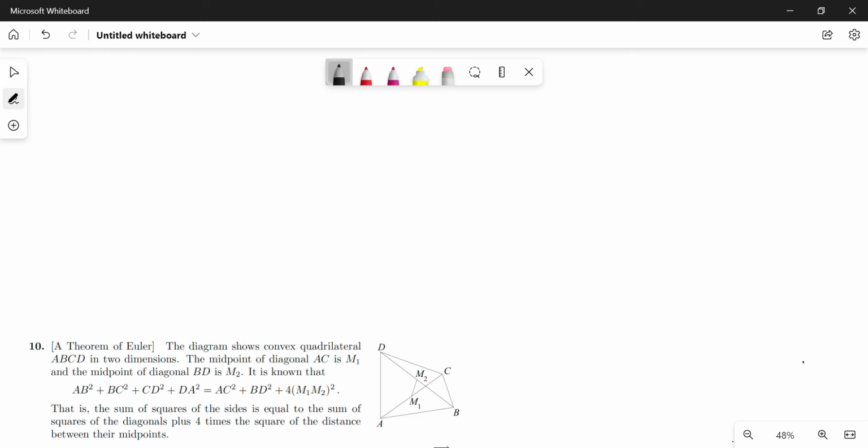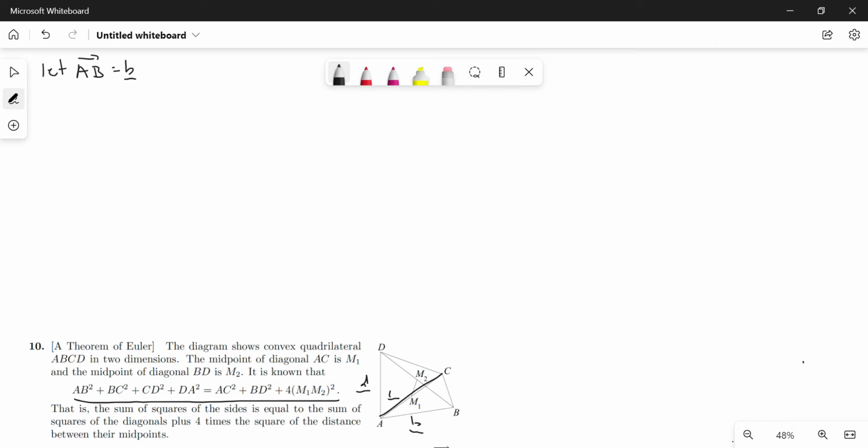So here we want to prove this equation, which is a theorem of Euler. Let's have a look at each of the segments here. It did give us a hint. It said start off by letting AB vector equal B. So that's going to be vector B. Let AC be vector C, AD be vector D. So we've got the B, C, and D there. Okay, so start with that.